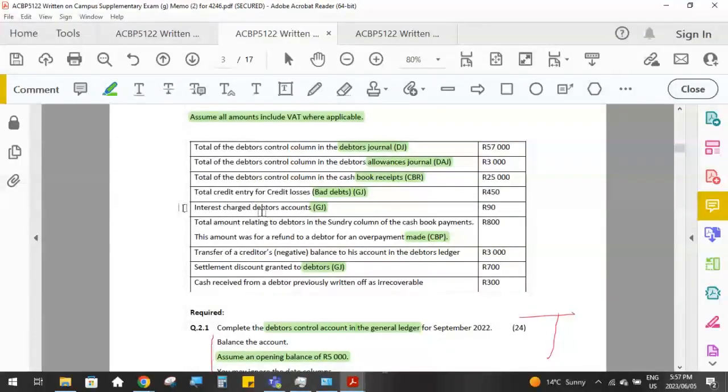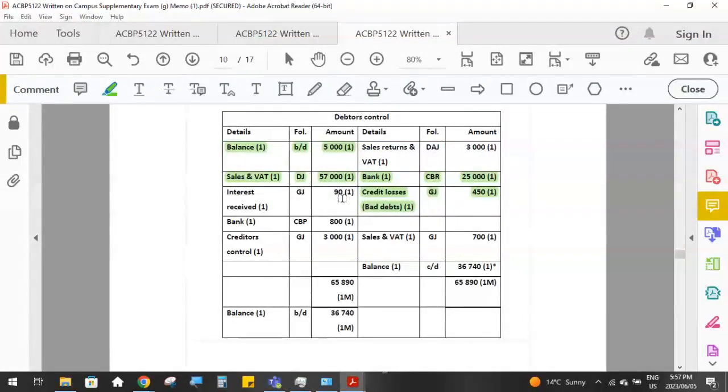Then the next one is we charged interest of 90 Rand. So if we charge our customers interest, that means we are increasing the amount that they owe us. So that will go on the left-hand side to increase the debtors control balance. So we would be debiting debtors control and crediting the income account called interest received.